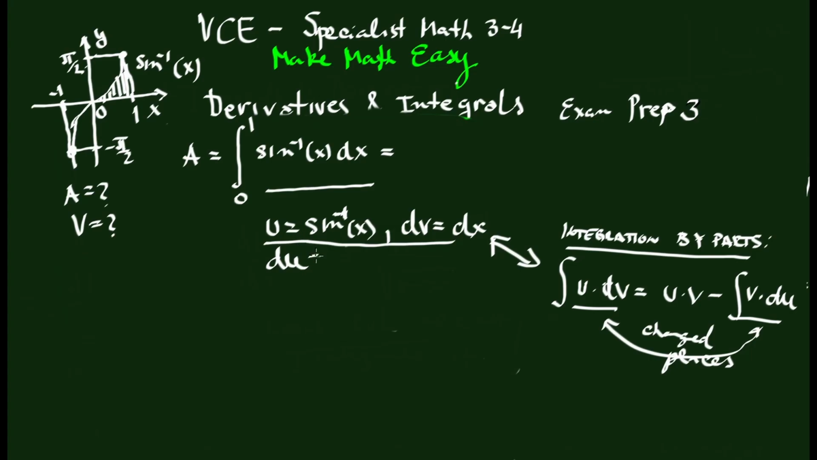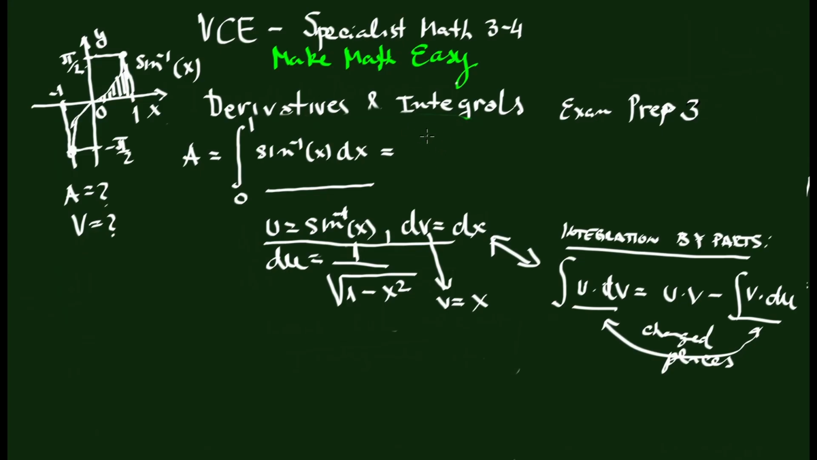So what's our du? If we can't integrate, we can differentiate. And what did we say? We said that's 1 over square root of 1 minus x squared. And what's our v here? v is x. So let's try this formula, rewrite it.